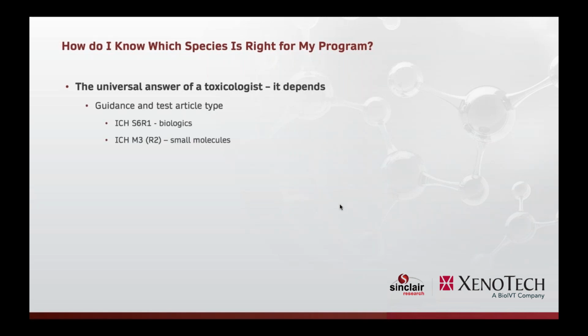So first of all, we have guidance, lots and lots of guidance out there. The two that stand out when it comes to species, though, are the ICH S6 for biologics, your proteins, antibodies, etc., and then the ICH M3 for the small molecules. Now the S6 covers pretty well how you know which species is right, what's a relevant species. The M3 less so, but that's what we're here today to help you understand better: how do you know for a small molecule what species is right?